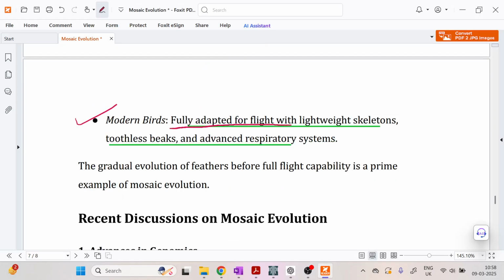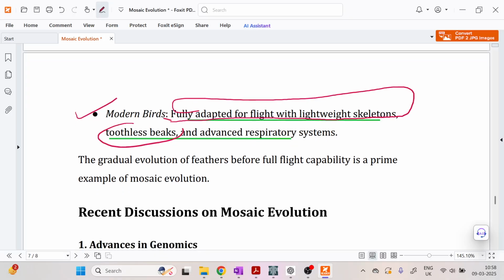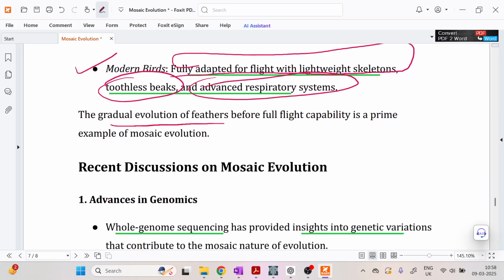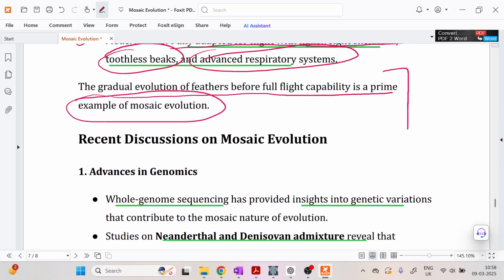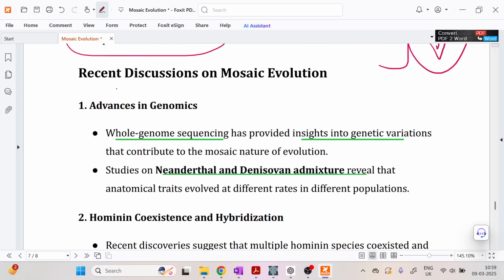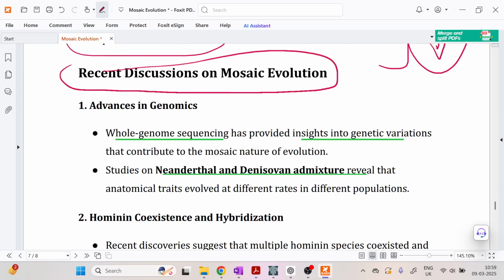which adapted fully for flight with lightweight skeleton, toothless beak, and advanced respiratory system. So this gradual evolution of feathers before full flight capability is an example of mosaic evolution. And this is again an example of presence of variety which were acted on by environmental pressure to diverge to different species. Now, the recent discussions on mosaic evolution.